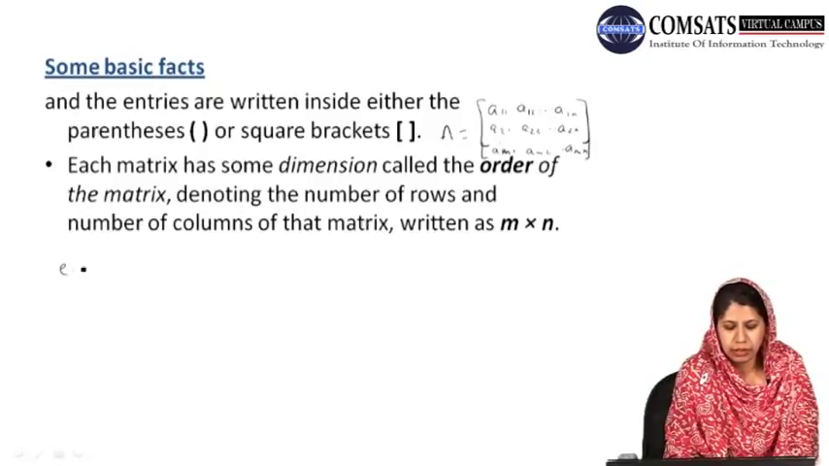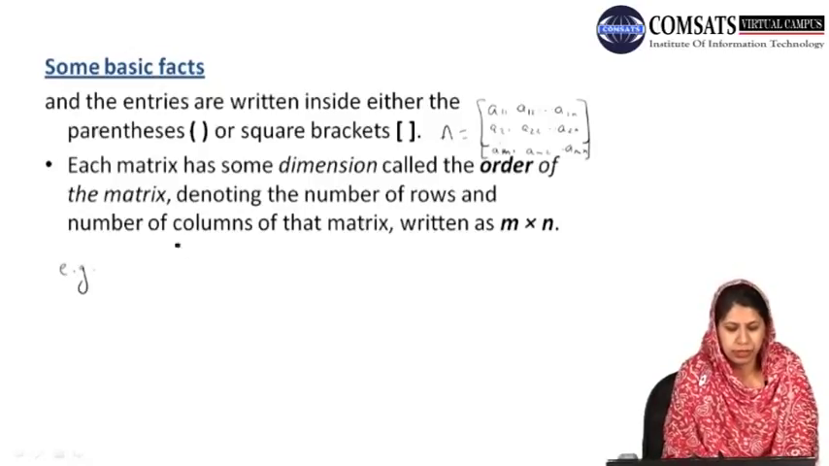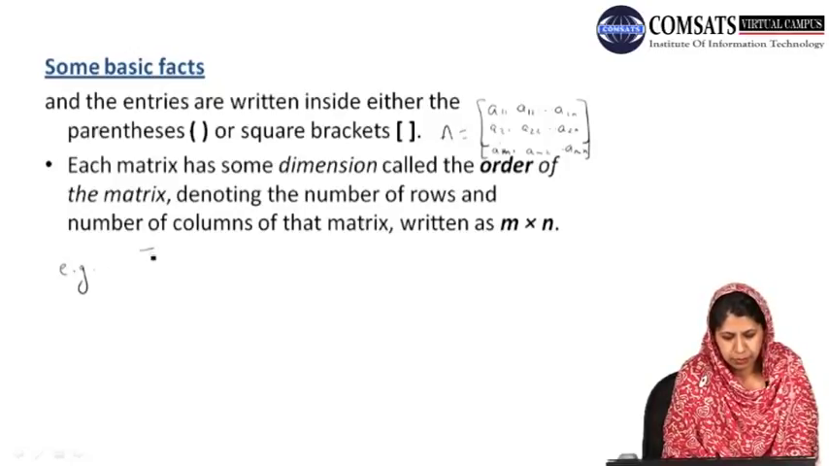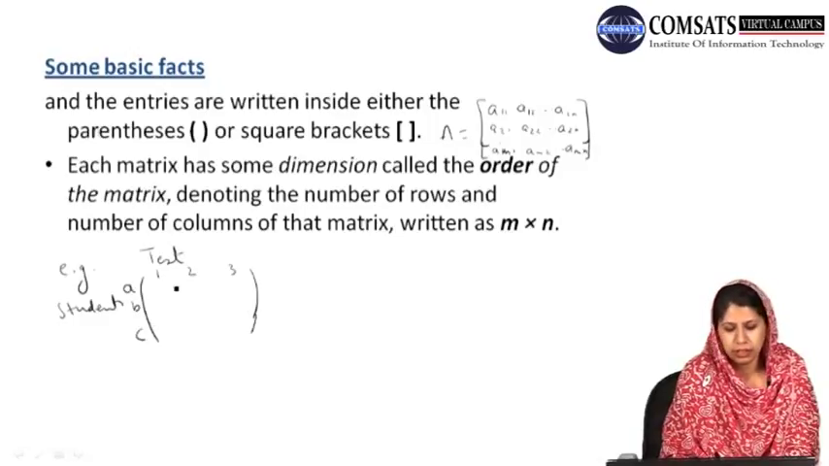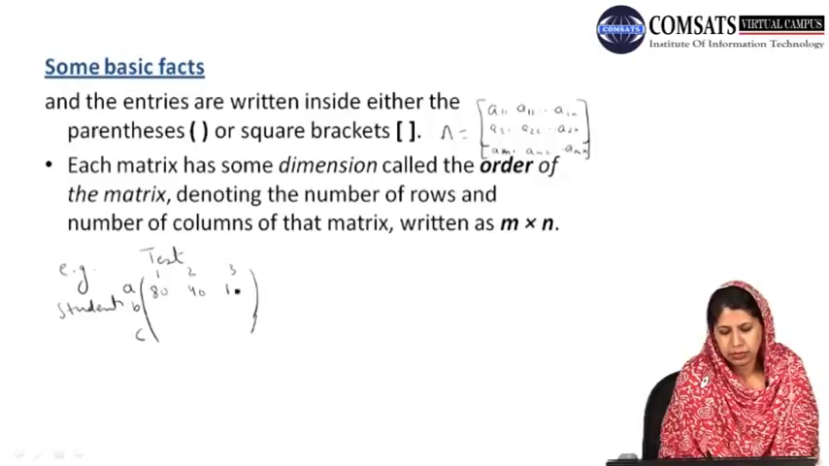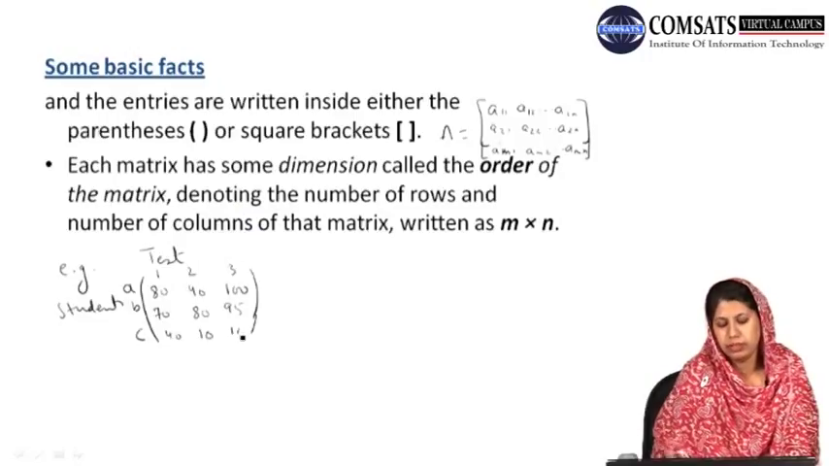For example, if we take our test score matrix again, this is the test and this is the number of students. Then let's say we have 3 tests, 1, 2, 3, and we have 3 students A, B and C, and they have obtained some marks in different tests. 70, 80, 95, 40, 10 and 10.